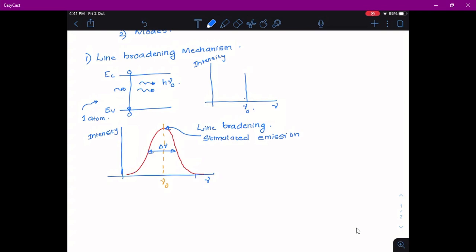If you assume the two tails, you can represent them by nu naught minus delta nu by 2 and nu naught plus delta nu by 2, where the total distance is delta nu. The spread is basically delta nu. So delta nu is called the line spread.